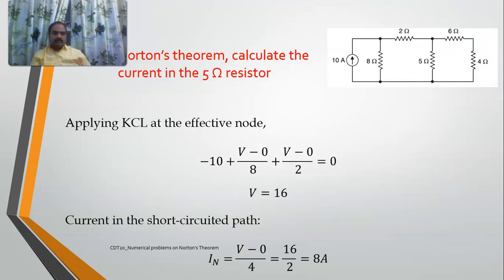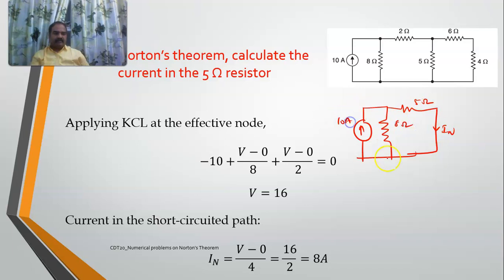So, my circuit now gets limited to this 8 ohms, this 2 ohms, and this short circuited and nothing else. This is my IN, this is my 5 ohms, this is my 8 ohms, this is my 10 amperes. So if I take this as 0, this is going to be my V.